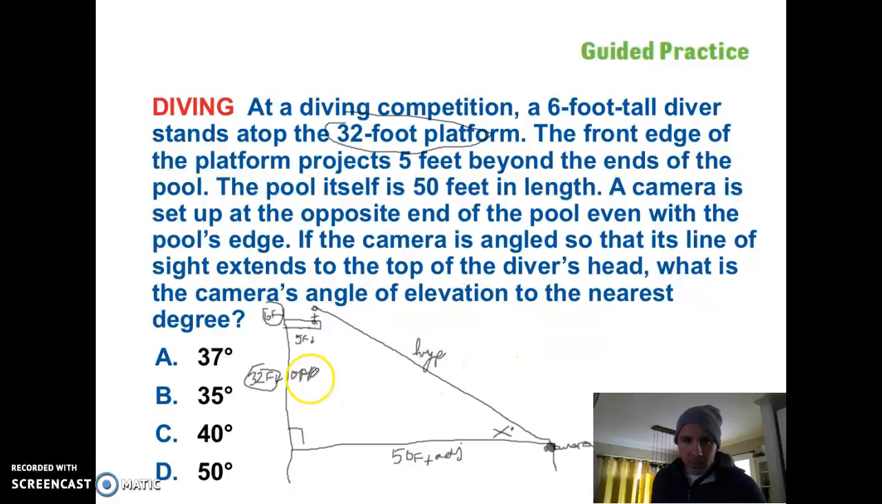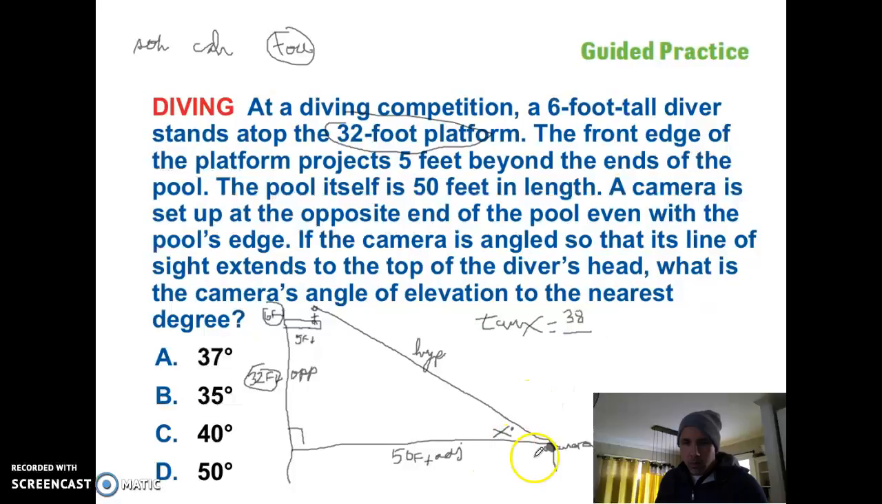So the only definition that has an opposite and adjacent is a tangent. So we're going to set this up. Tangent, what's the angle? You don't know, X equals opposite, 32 plus 6.